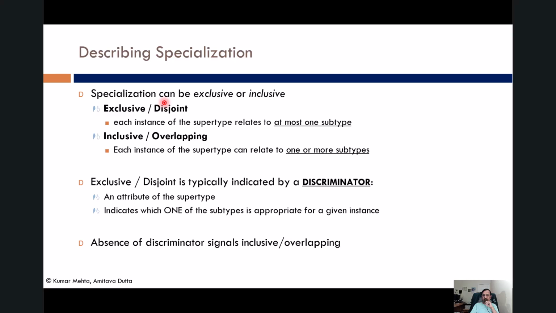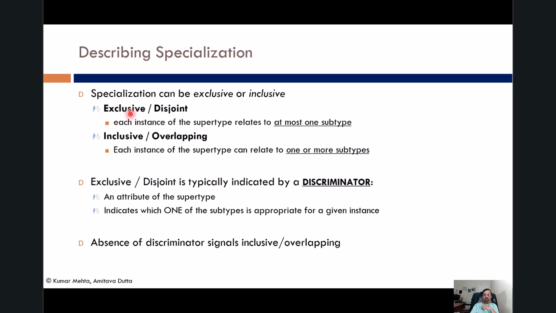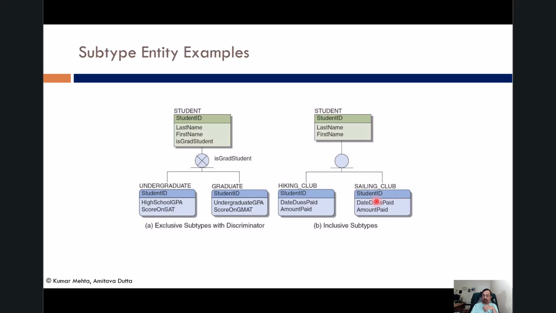So specialization. Okay, when you go from the supertype to the subtype, when you specialize, when you go downwards, it's top down that you're going. Specialization can be exclusive, or disjoint. Exclusive means the disjoint subtypes, the subtypes don't overlap. Or they could be inclusive, or overlapping, like you saw in the case of the sailing club. Okay.